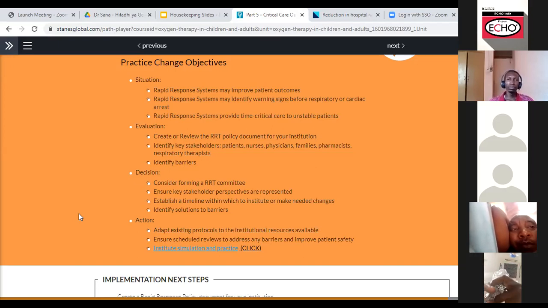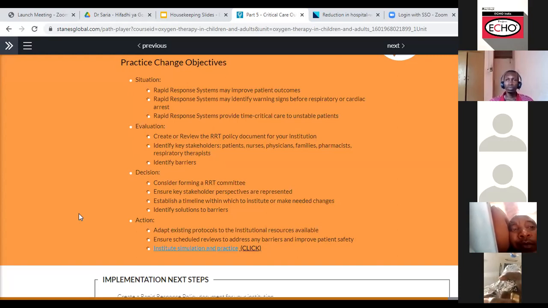So what else should be done so as to implement that rapid response system? You also need to formulate a rapid response committee which will be making the follow-up, making sure that team is functioning well and trying to rule out any barriers which might hinder the objective of that team.